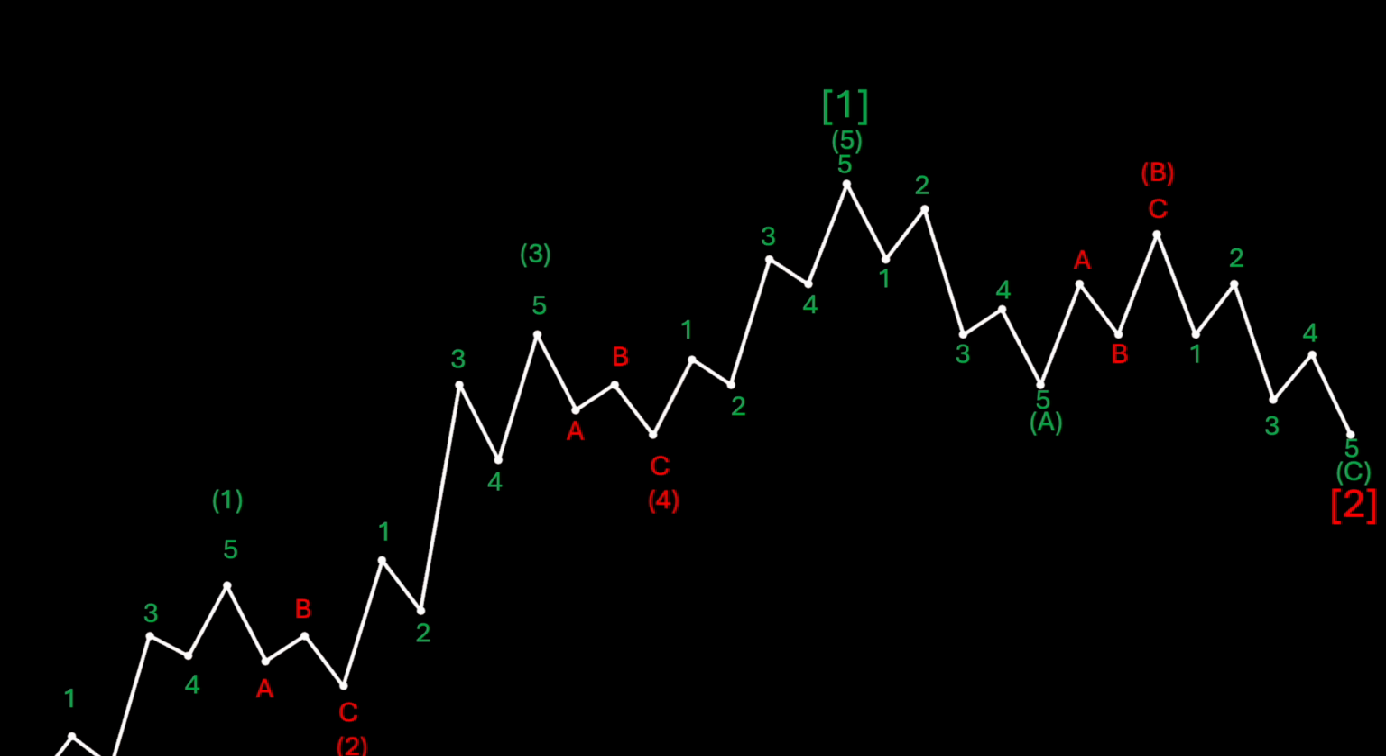Therefore, wave 2, wave 4 and wave B have to be corrective waves, because they always move against the wave of a larger degree. If we now zoom out, the chart looks like this. The same as before, but on a bigger time frame, and also the waves are on a larger degree. Still, the pattern remains the same and always will.